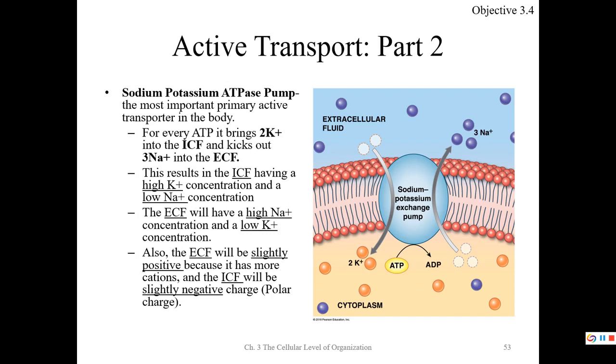So the sodium potassium ATPase pump is the most important primary active transporter in the body. 3 sodiums out, 2 potassiums in, or 2 potassiums in, 3 sodiums out, however you want to do it. It results in the ICF having high potassium, low sodium, and the ECF having high sodium, low potassium. The ECF will be slightly more positive because it has more cations, and the ICF will be slightly more negative because it has fewer cations, and you will have an unbalanced, unstable polar charge.